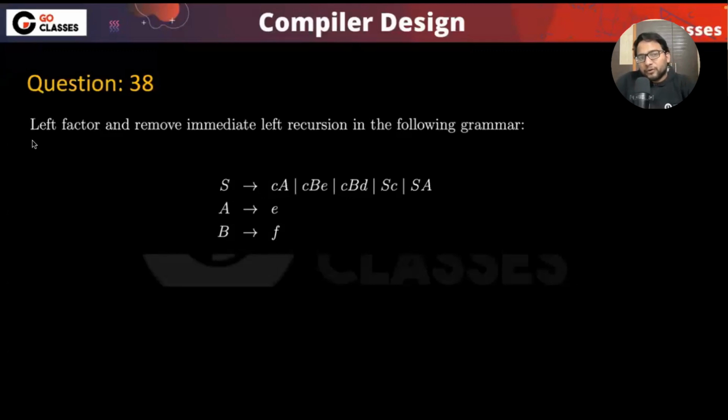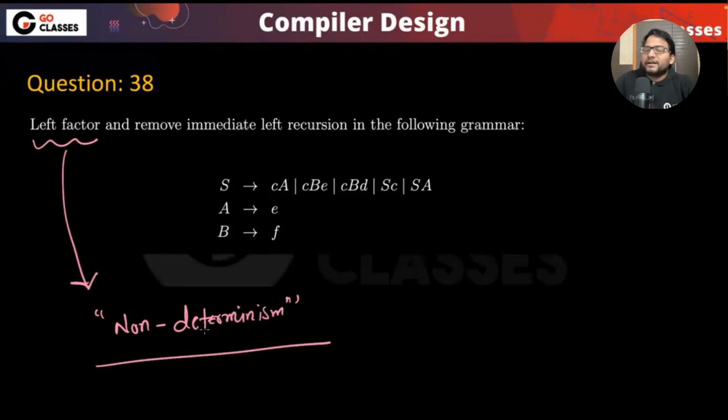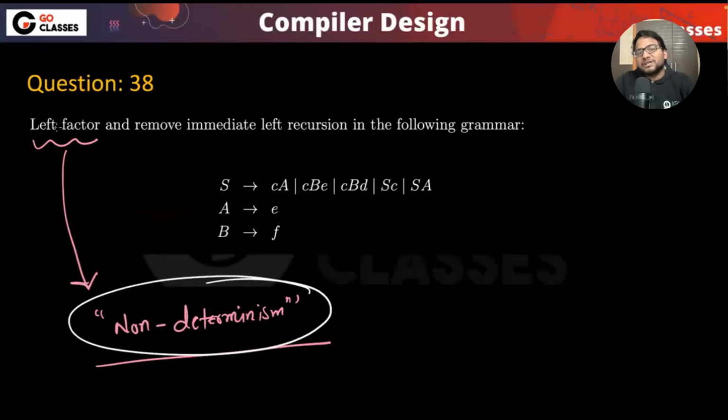Okay. So by the way, for this left factor, many of the coaching teachers use a term called non-determinism. There is no standard resource which says left factor and non-determinism are the same. I don't even know whether it is a standard term, but some coaching teachers say non-determinism instead of left factor. There is no textbook which says they are the same. Non-determinism could be something else, but it is not left factor for sure. Anyway, let's just continue.